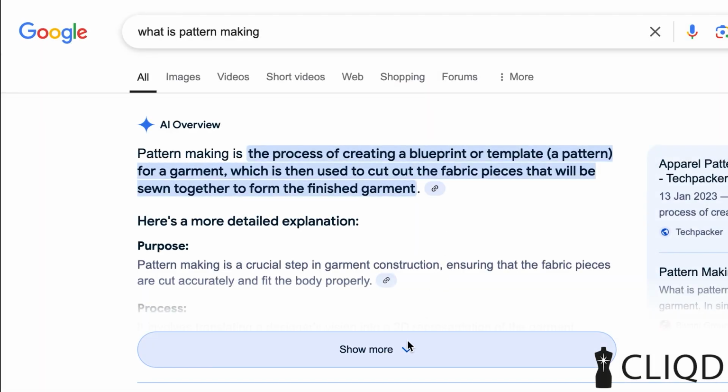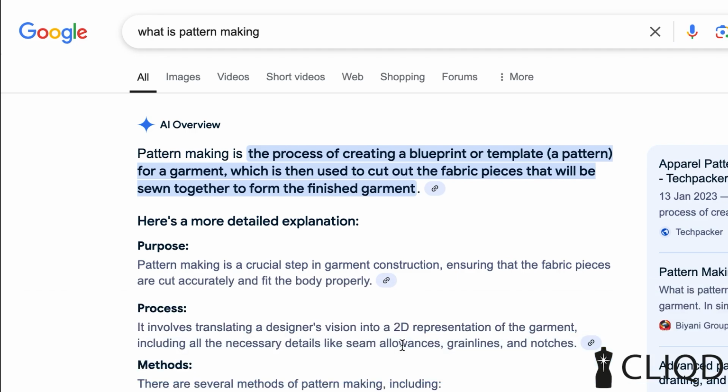I think I have a pretty good idea of what the output of pattern making is now: a pattern. And this pattern is used to cut the fabric, which is then given to a machinist with any trims and labels and instructions to sew the garment. Now let's ask Google how patterns are made and why it matters. The purpose is pattern making is a crucial step in garment construction, ensuring that the fabric pieces are cut accurately and fit the body properly.